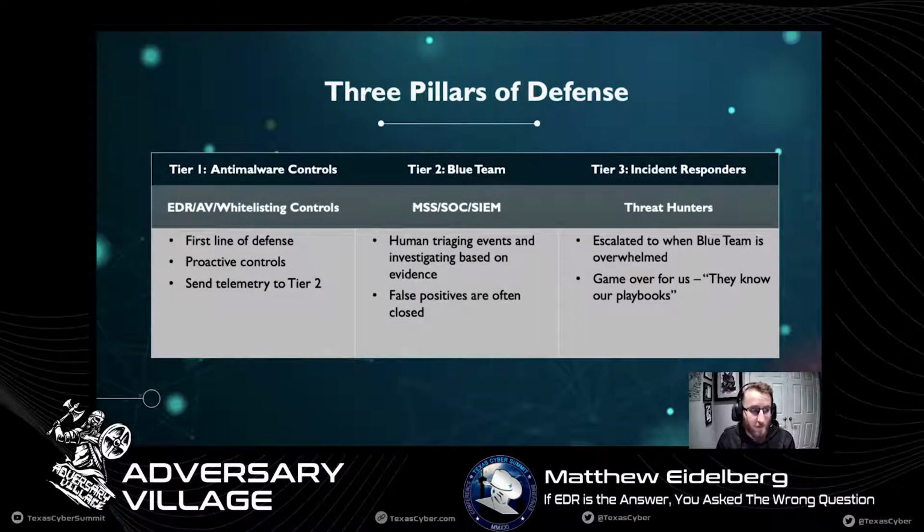The products here, EDRs, AV, whitelisting controls, are all great at prevention, but they also provide a secondary function, which is to gather information that is then used by tier 2. That's the SOC, the SIEM, any type of blue team investigation where there's a human element that will triage the events and then perform an investigation depending on what information is there.